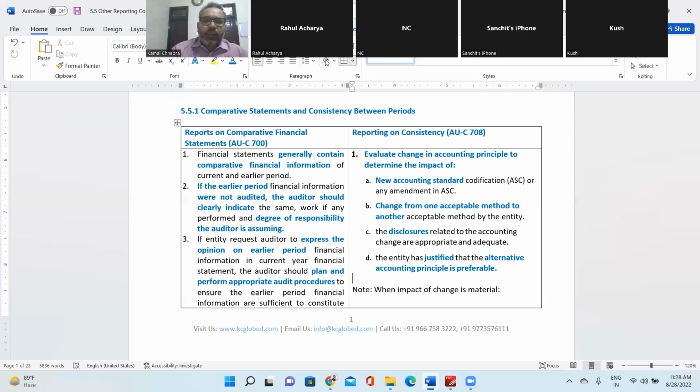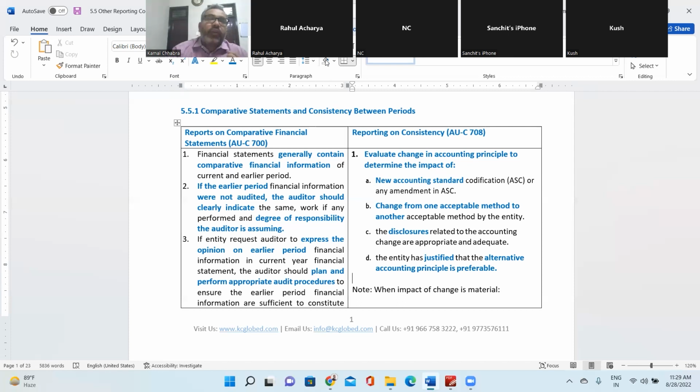Right. The second point, B, is change from one acceptable method to another acceptable method. For example, in the earlier year you were using the written down value method of depreciation, and in the current year you want to apply the straight line method of depreciation, which you now feel is a better method. Or maybe in the previous year you used the FIFO method for valuation of inventory, but now you want to use the weighted average method to be more practicable and reasonable, giving you the appropriate value of your inventory at the beginning as well as closing.